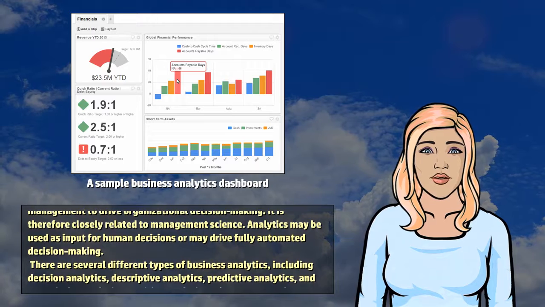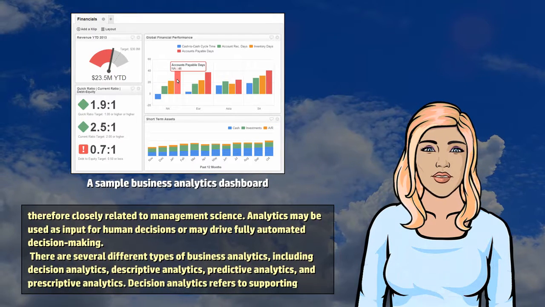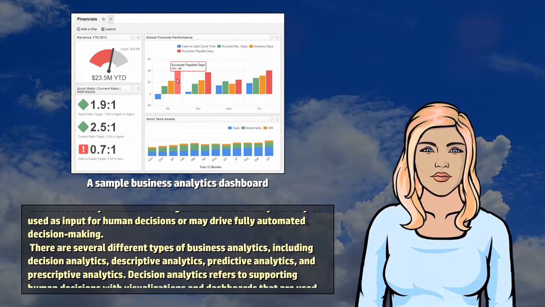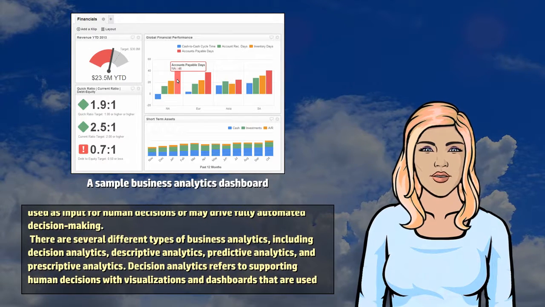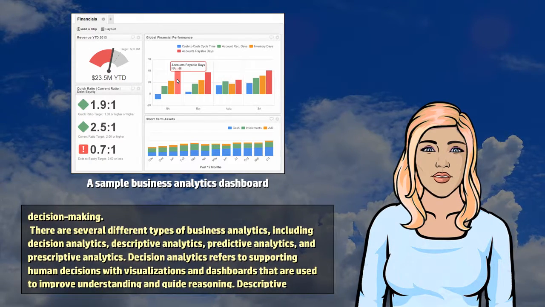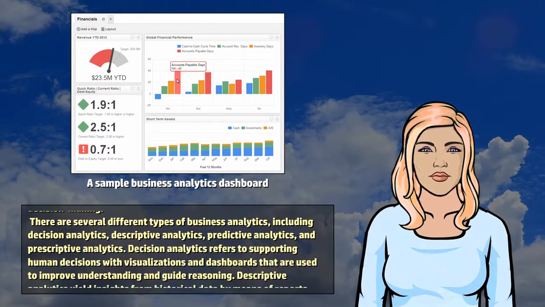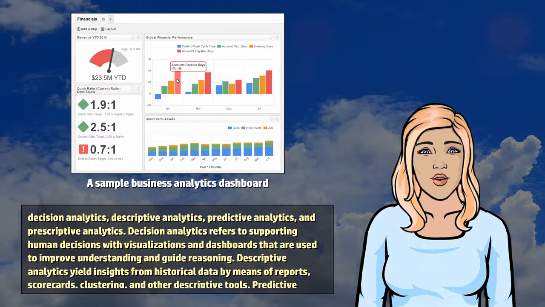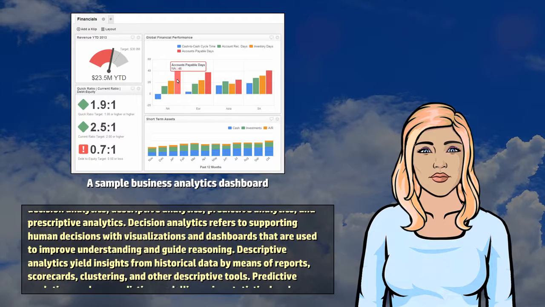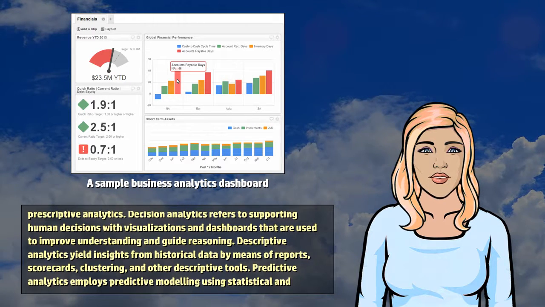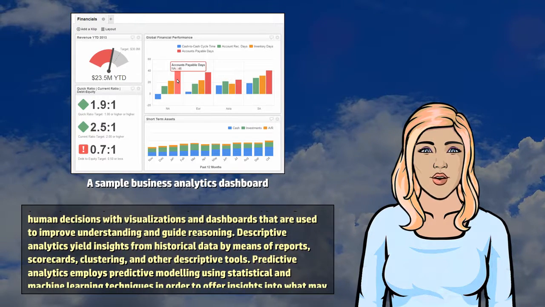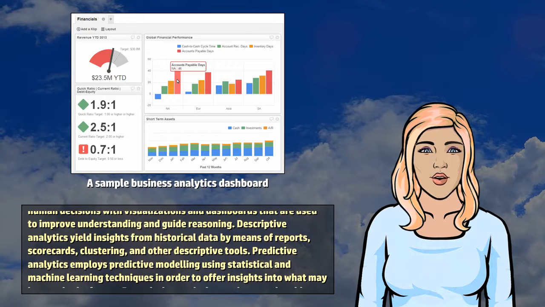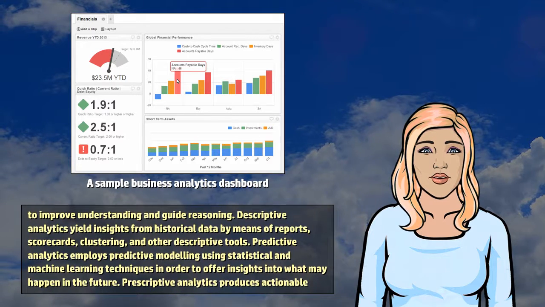There are several different types of business analytics, including decision analytics, descriptive analytics, predictive analytics, and prescriptive analytics. Decision analytics refers to supporting human decisions with visualizations and dashboards that are used to improve understanding and guide reasoning. Descriptive analytics yield insights from historical data by means of reports, scorecards, clustering, and other descriptive tools.